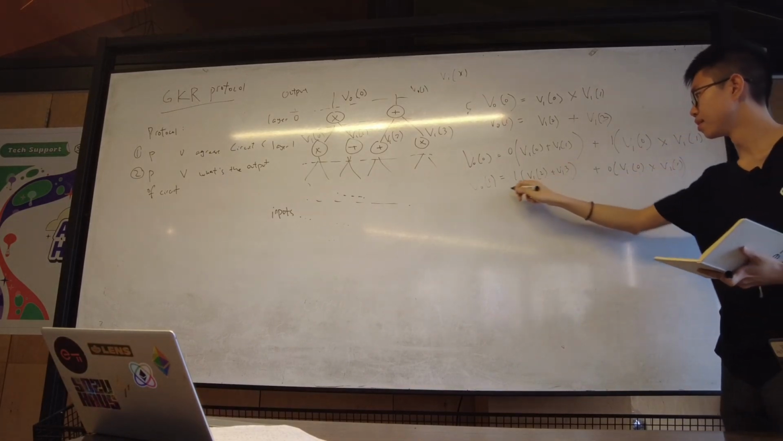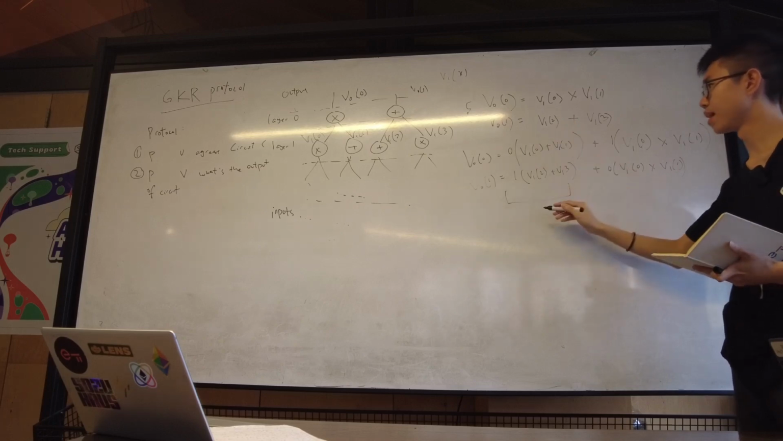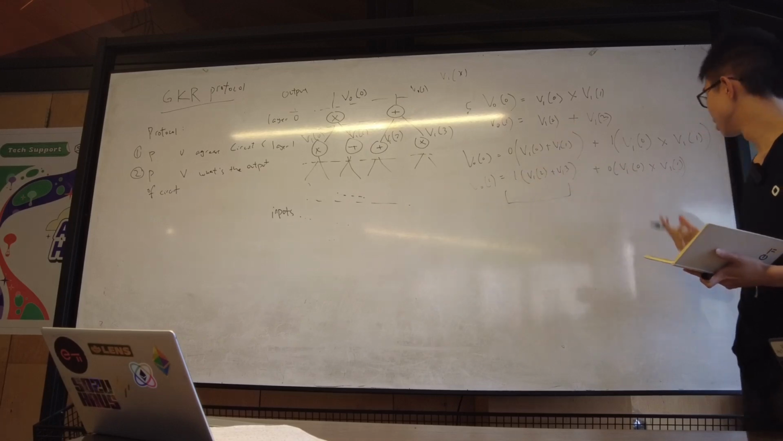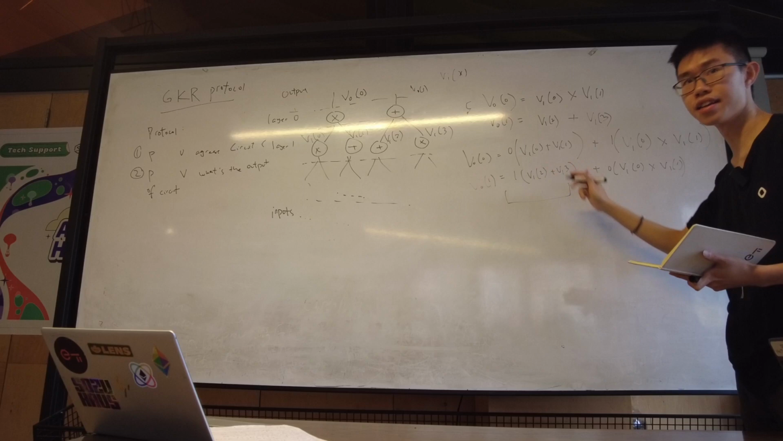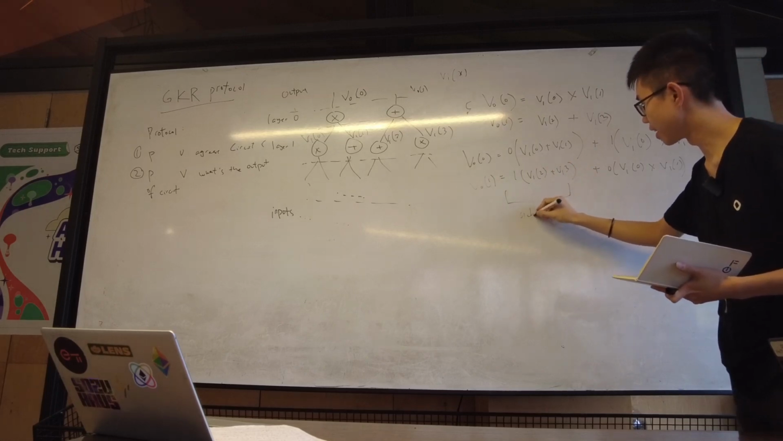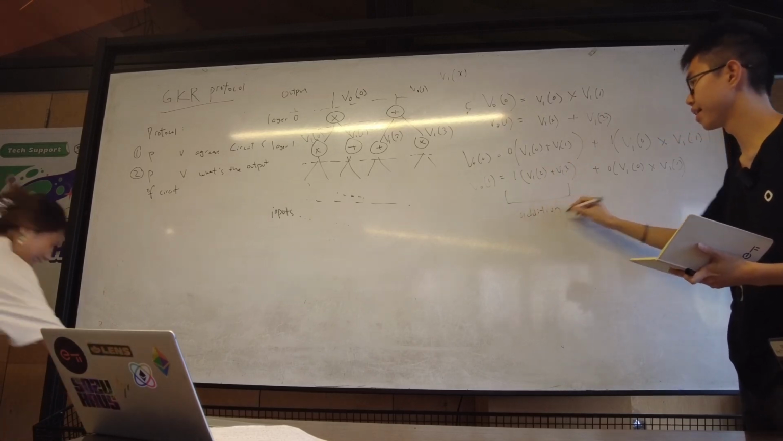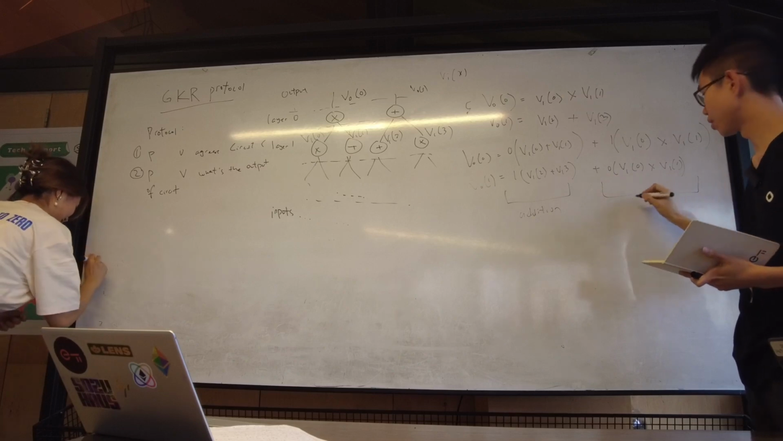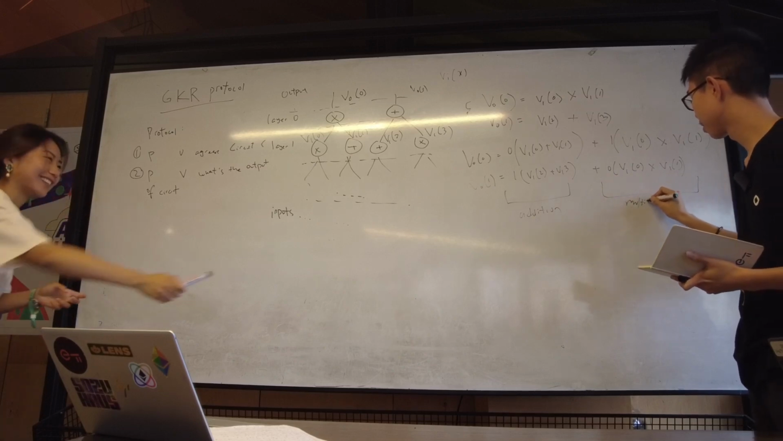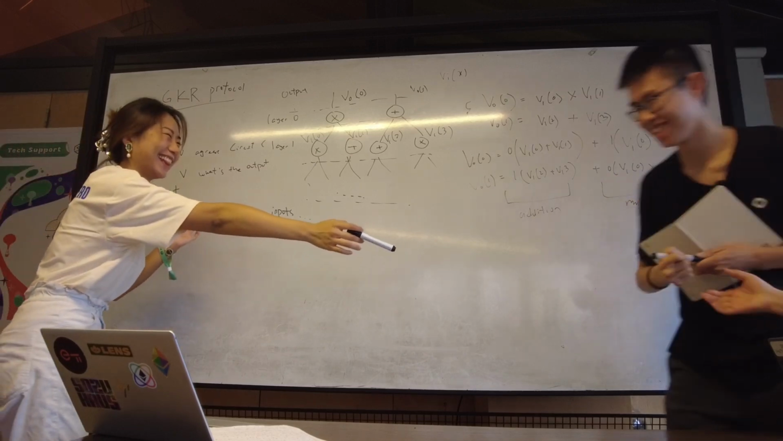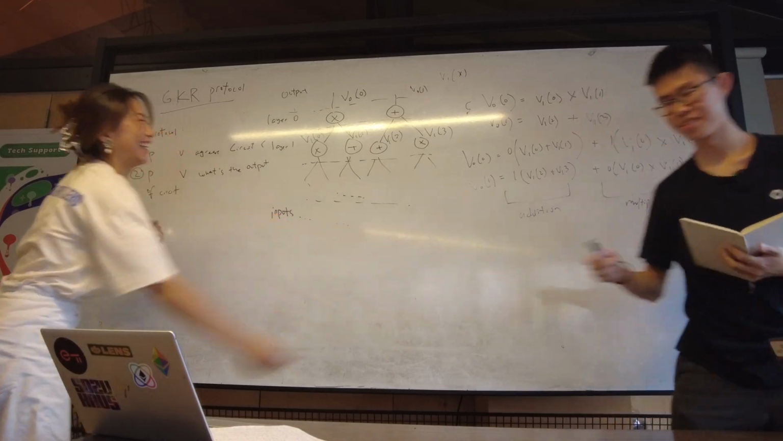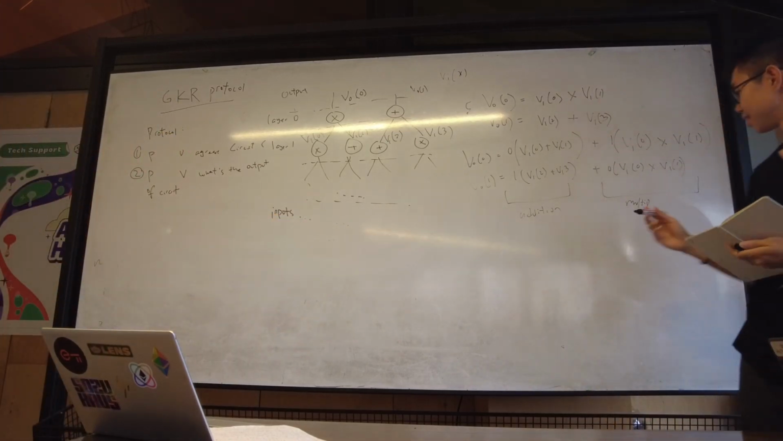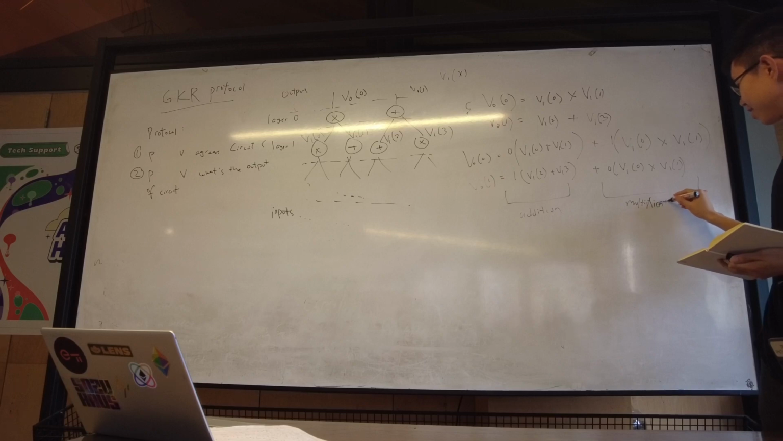So this part is the addition gate, right? We are just extending the equation. So this is the addition gate, and this is the multiplication gate.